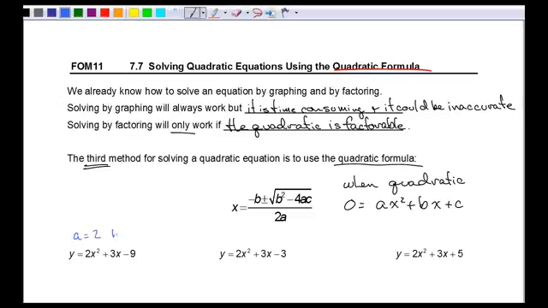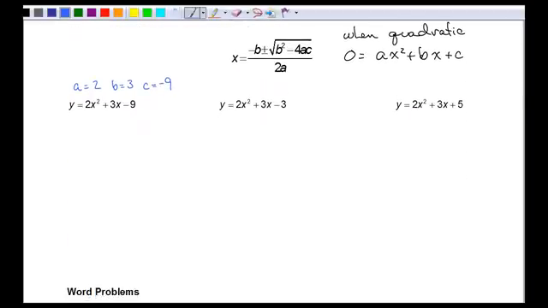So in the first example, our a value is 2, our b value is 3, and our c value is negative 9. So we take those values, the a's, b's, and c's, and replace them with 2's, 3's, and negative 9's. So negative b becomes negative 3 plus or minus the square root of 3 squared minus 4 times 2 times negative 9, all divided by 2 times a, or 2 times 2.